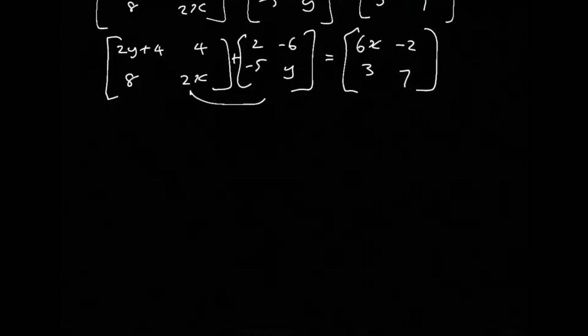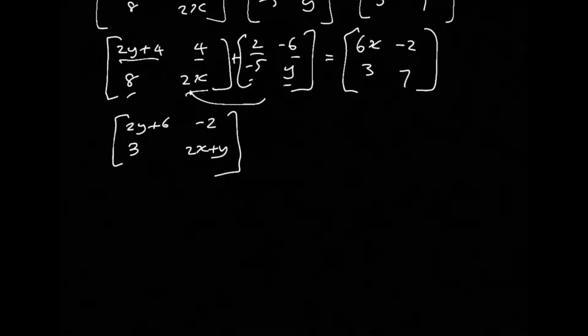Now we can perform this calculation here, the addition of the two matrices. Remember, you add that plus that, then that plus that, then that plus that, and then that plus that. So we've got 2y plus 4 plus 2, so that's 2y plus 6, 4 minus 6 is negative 2, 8 minus 5 is 3, and 2x plus y. And that equals 6x minus 2, 3, 7.